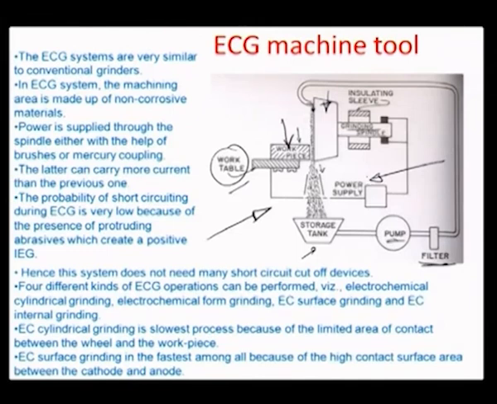So by and large, the following things need to be taken care of for designing such a system. The first thing is that the machining area should be made as non-corrosive as possible, because it's in direct touch with the electrolyte. So things like, let's say, the workpiece holder or even the tool holder right here, have to be as non-corrosive as possible. Power must be supplied through the spindle, either with the help of brushes or mercury coupling. Okay, so there has to be a continuous power.